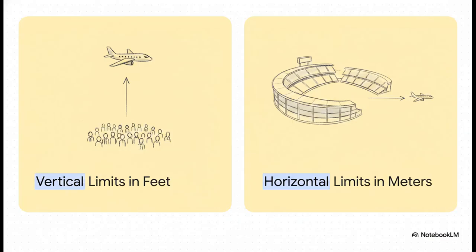Moving along our flight path, we've cleared the city center and now we're passing over a massive, packed stadium. Grab your notepads for this one. Ground exams absolutely love testing you on the difference between the vertical altitude rules and the horizontal distance rules for assemblies. So let's put them side by side to make it crystal clear.